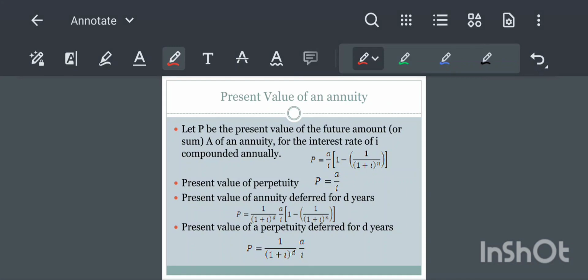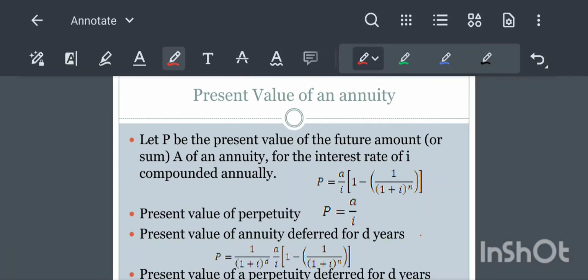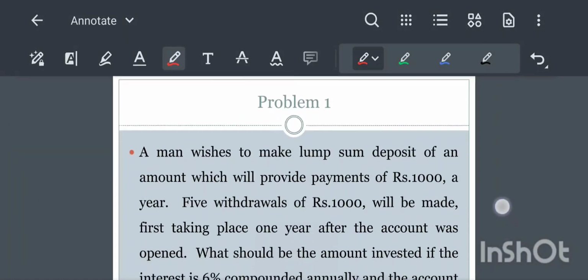Here capital P is the present value of your future amount A for the rate of interest I, which is compounded annually. The formula to calculate your present value is P is equal to A divided by I into 1 minus 1 divided by 1 plus I the whole power n. And the present value of perpetuity is calculated by P is equal to A divided by I. Similarly, the present value for annuity deferred for D years and the present value for perpetuity deferred for D years are given here. Let me go straight away to the problems.